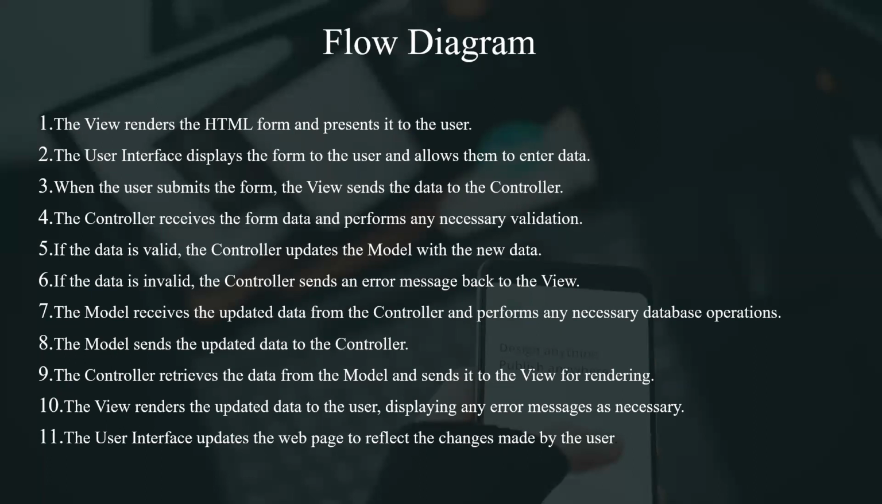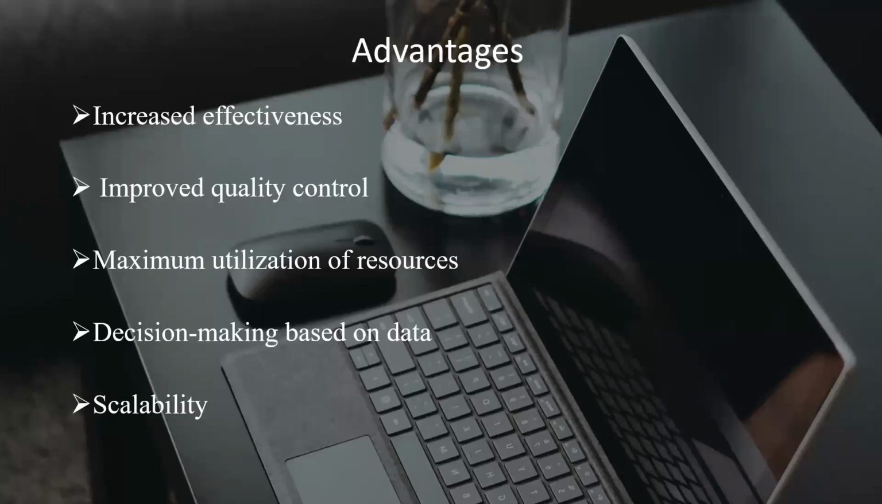The model receives the updated data from the controller and performs any necessary database operations. The model sends the updated data to the controller. The controller retrieves the data from the model and then sends it to the view for rendering. The view renders the updated data to the user, displaying any error messages as necessary. The user interface updates the web page to reflect the changes made by the user.